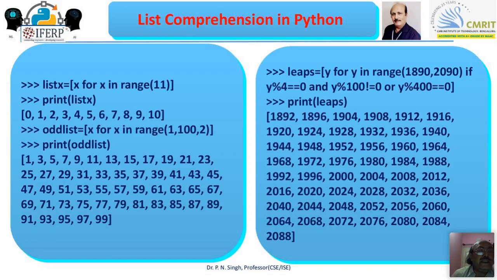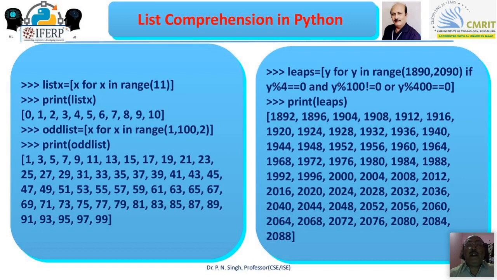Now, if you extend it, the range you have taken has a starting value 1 and 100, and in each step it will be incrementing by 2. So you are printing the odd list, 1 to 100, all the odd numbers. The good thing here, for the leap years, you will not have to write a one-page program. You are just giving the logic in a list comprehension.